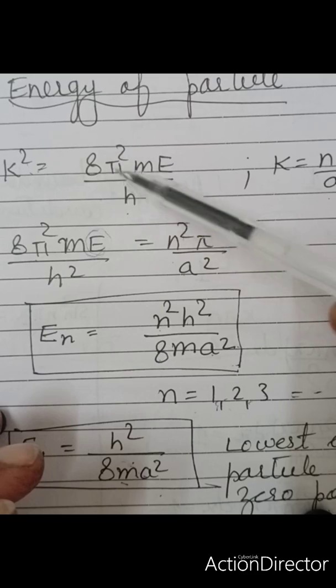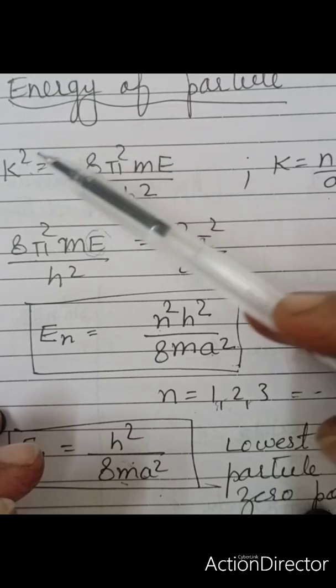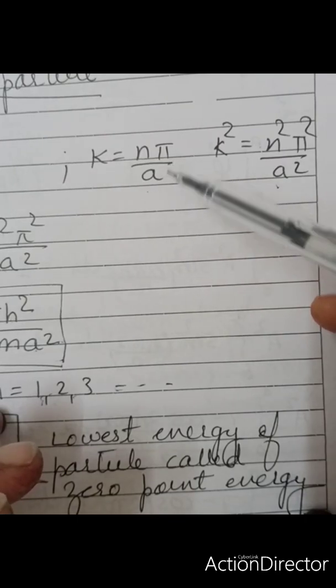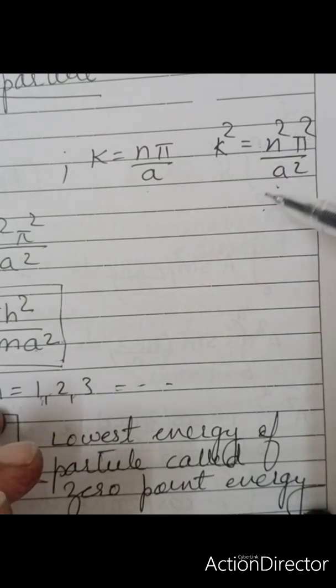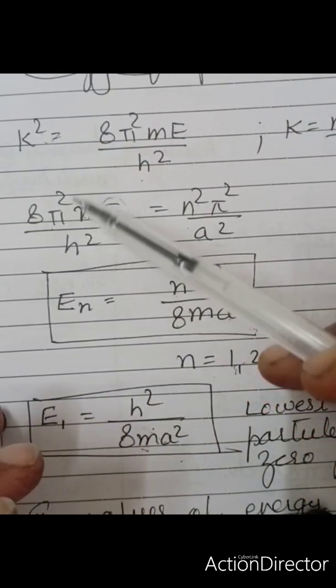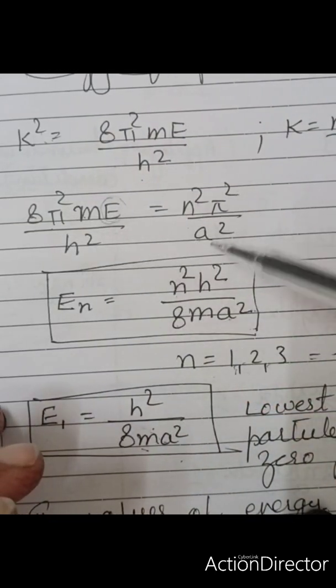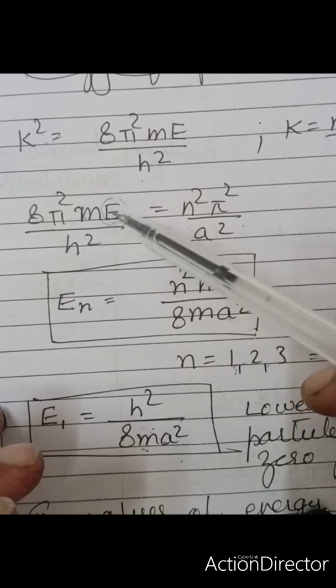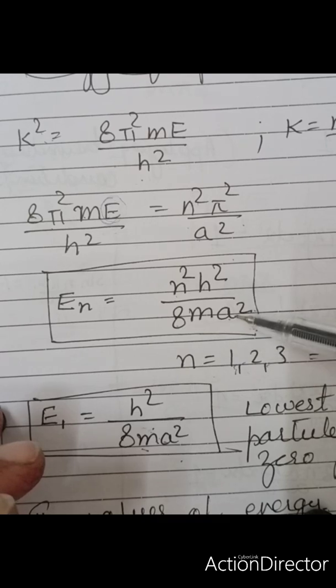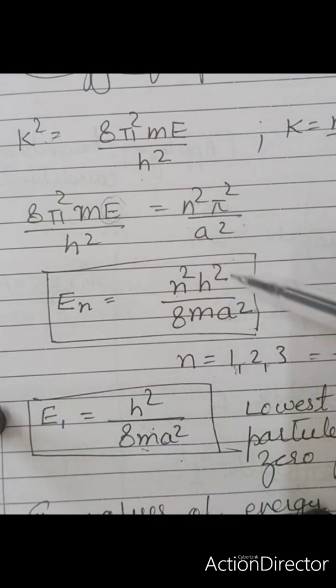Now let us find out the energy of the particle. Since we know that 8 pi square m E upon h square is nothing but k square, and we got the value of k, k is equal to n pi upon a. So k square will be n square pi square upon a square. So both of them are the same, that is 8 pi square m E upon h square is equal to n square pi square upon a square. From this we can find out the value of E. So E will be n square h square upon 8 m a square, where pi gets cancelled, and n can be 1, 2, 3.